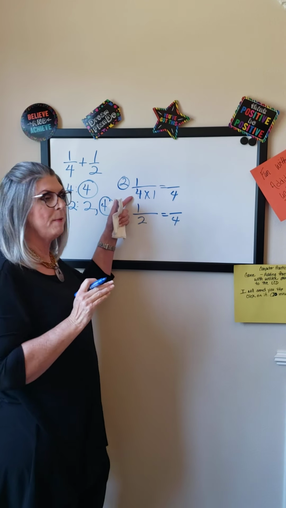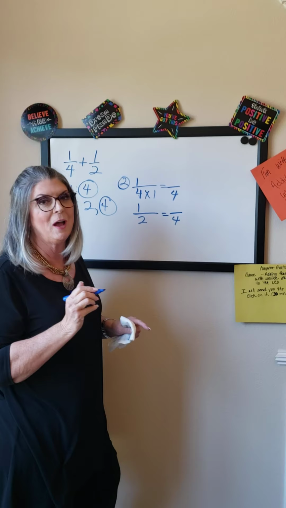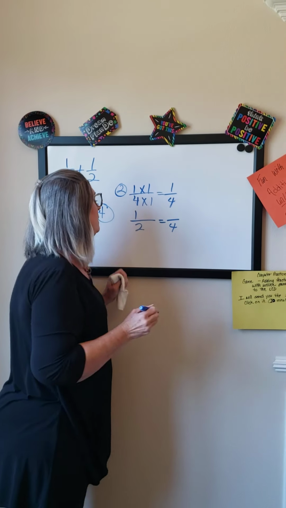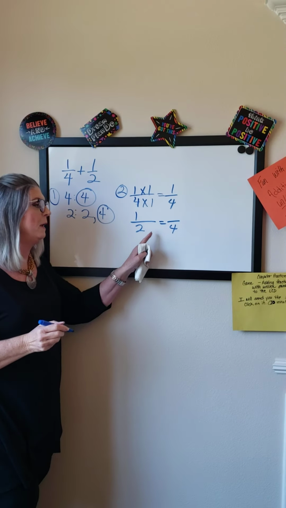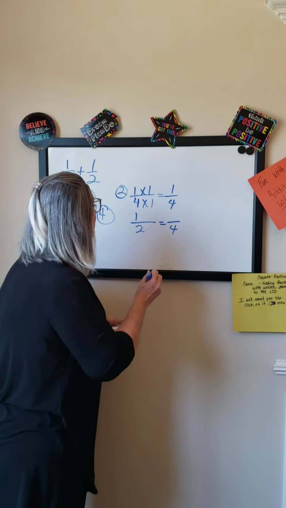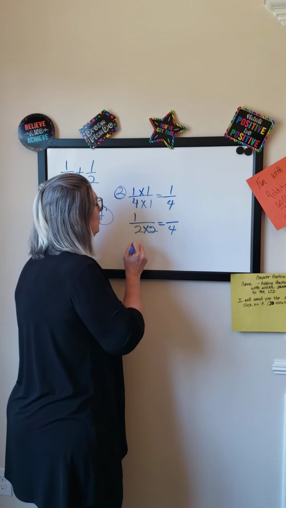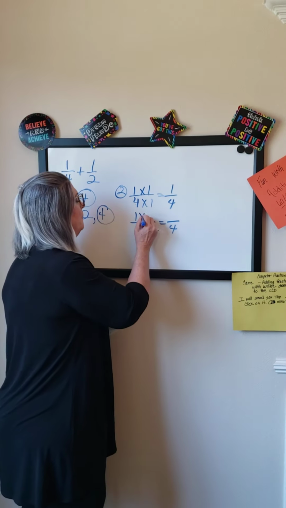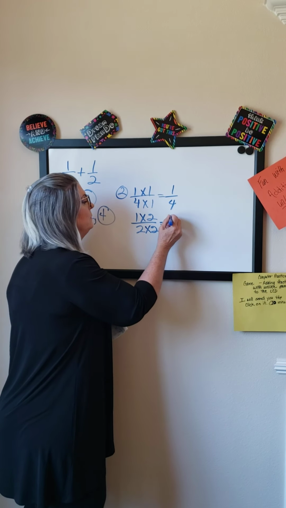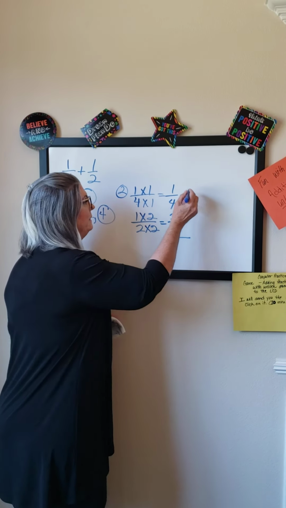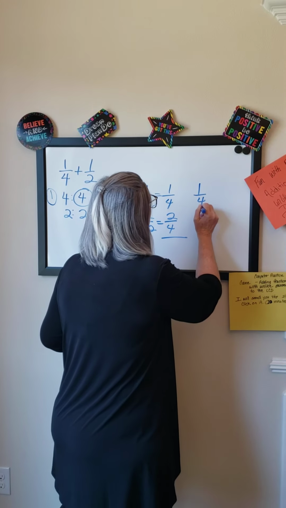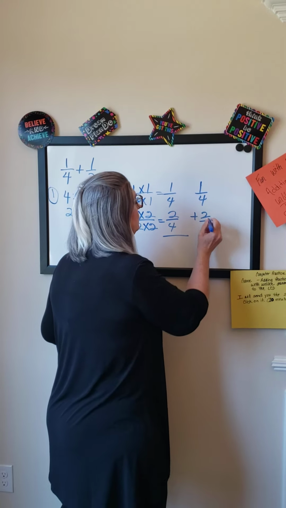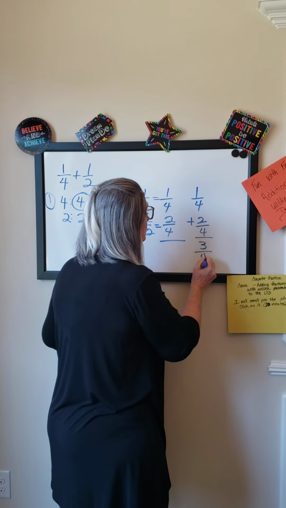So what we do on the bottom, once again, we have to do on the top. 1 times 1 is 1. 2 times what equals 4? All right, good job. 2. So we'll have to do what we do on the bottom, we have to do on the top. 1 times 2 is 2. So let's add these. 1/4 plus 2/4. 1 plus 2 is 3/4.